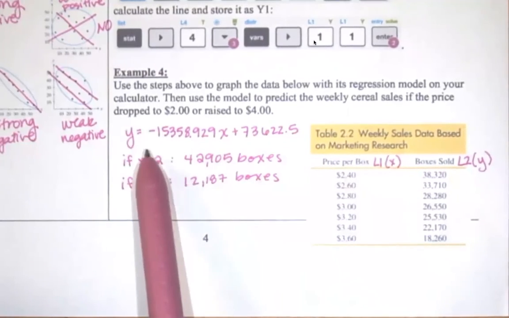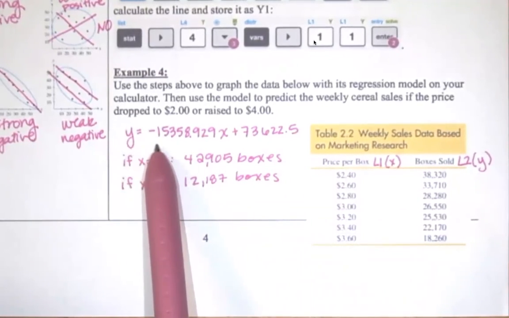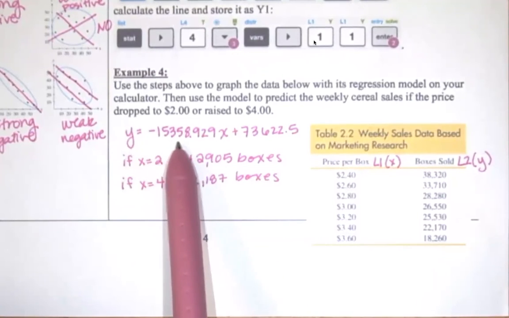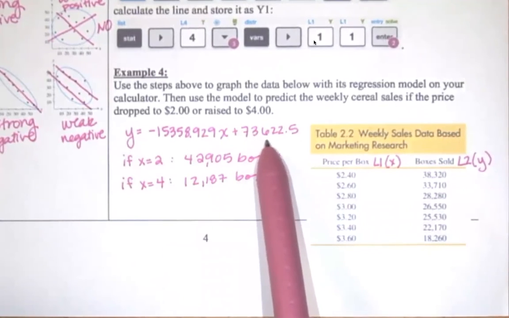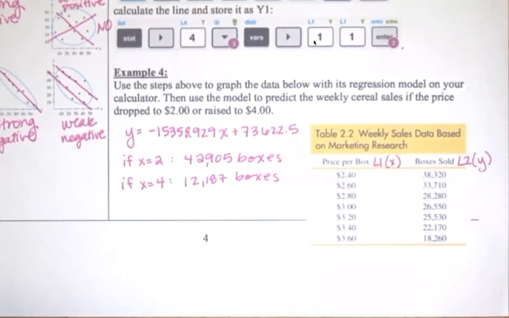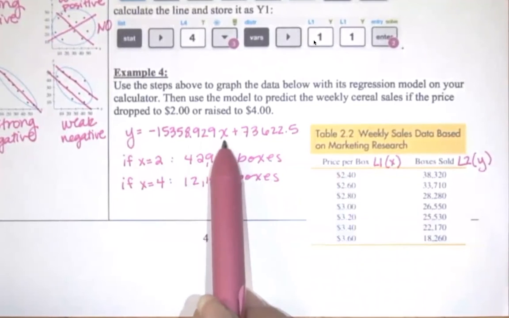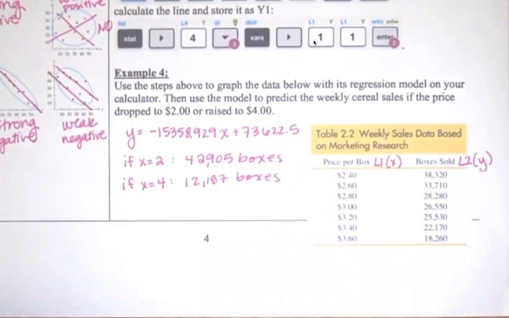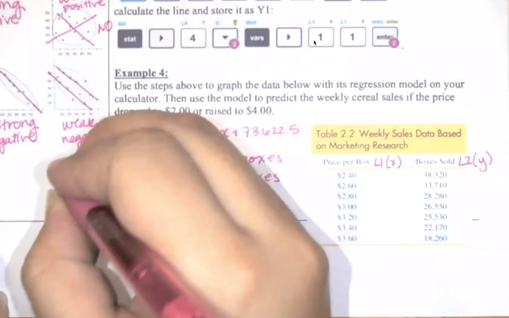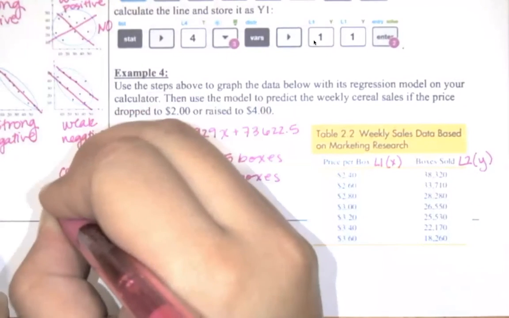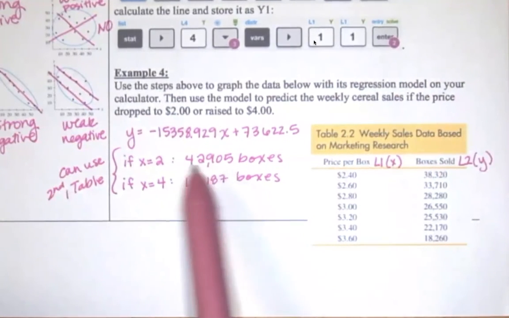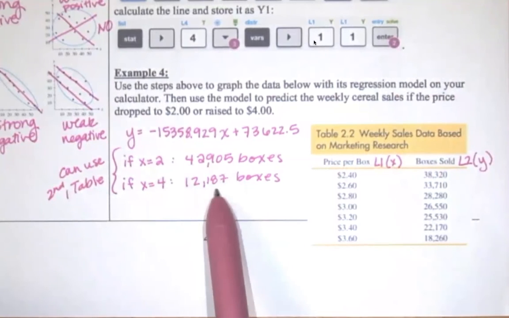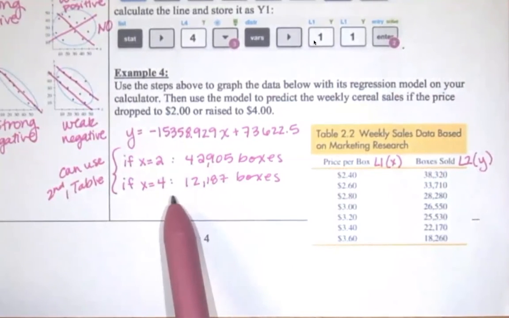Okay, hopefully you got your linear regression as y equals negative 15,358.929x plus 73,622.5. And then if we let x equal 2, we can either substitute it here, or remember, you can use the table feature on your calculator. You can use second table for an x of 2 and an x of 4. Then we should get 42,905 boxes when x is $2 and 12,187 boxes when x is $4.